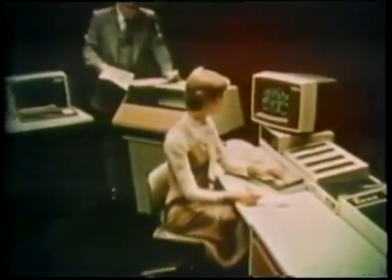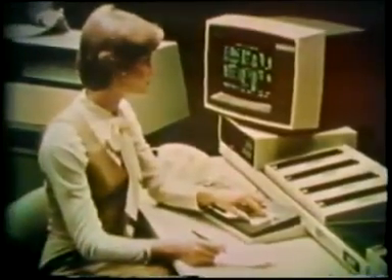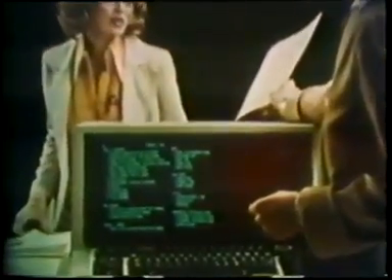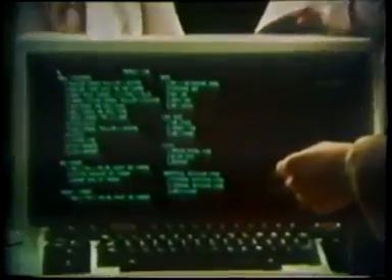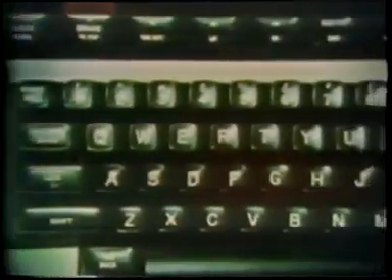The notion that an electronic digital computer is a brain is a common misconception, largely due to a lack of knowledge about the functions and abilities of a computer. But what actually is a computer? What does it do? How does it work?